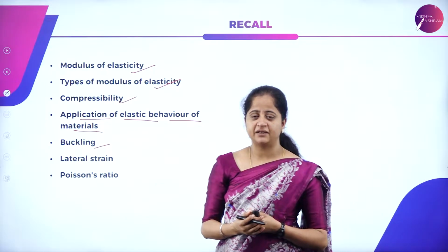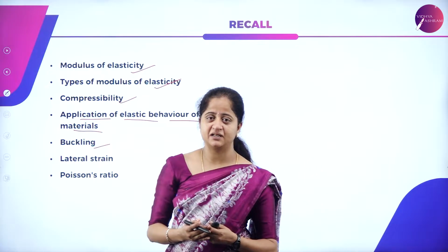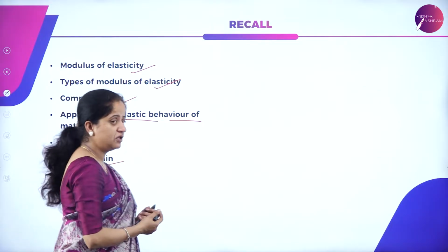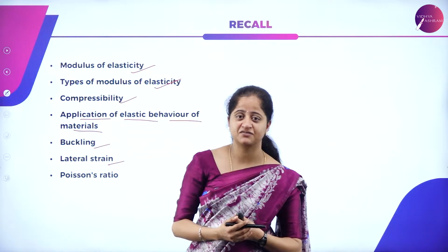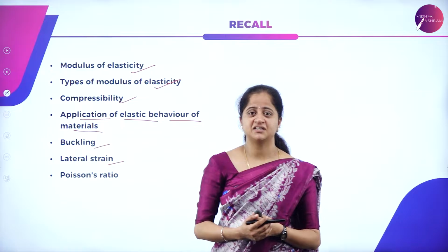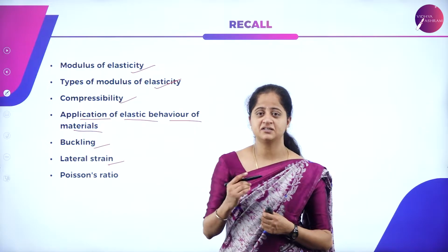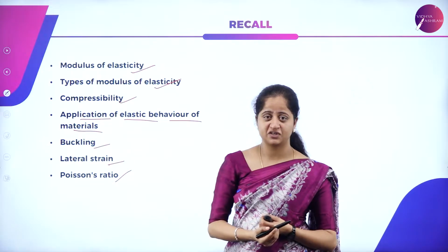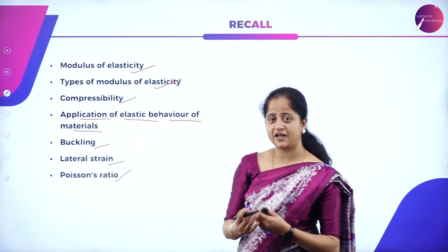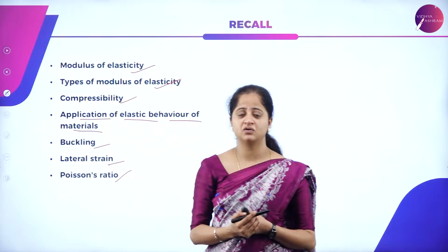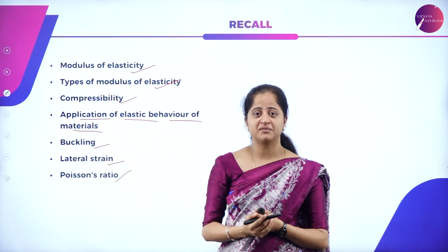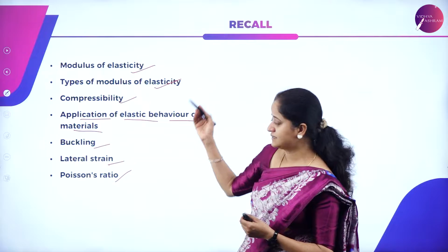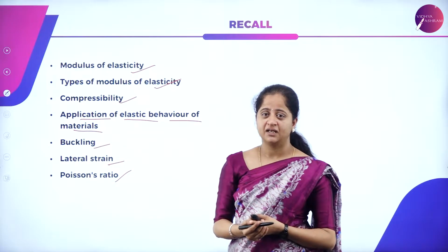So what is buckling? What type of pillars or the materials we have to choose for the reliability of constructions? And also we had studied about the lateral strain. So lateral strain is nothing but change in diameter to its original diameter, and also we had discussed about the Poisson's ratio. So Poisson's ratio range is generally lies from 0 to 0.5. For most of the metals it ranges from 0.2 to 0.4. So all these things we had discussed in our last class.